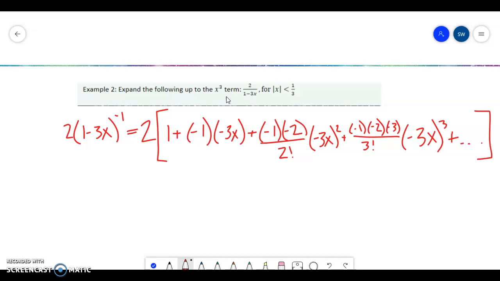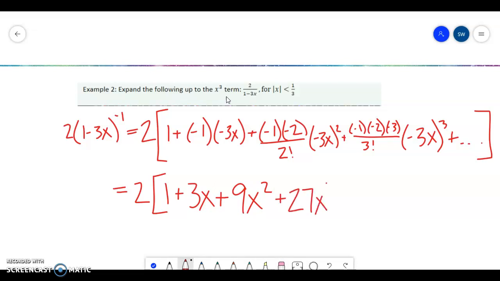So, that gives us 2 times 1 plus 3x. That all cancels, giving us 9x squared. And then the last term, this would simplify down to negative 1. And then times this cubed would be positive 27x cubed.